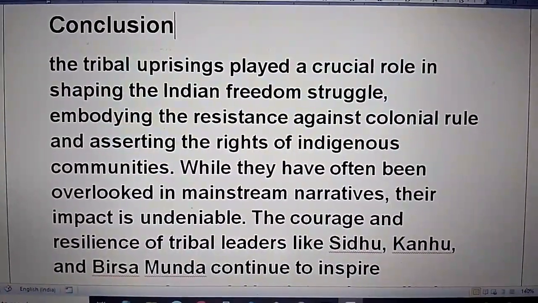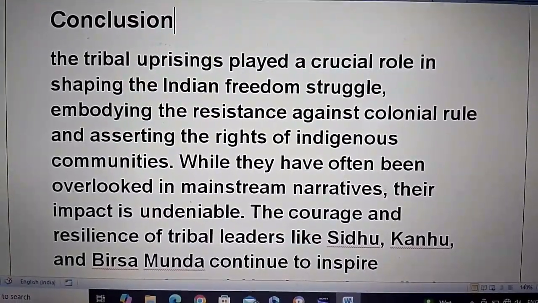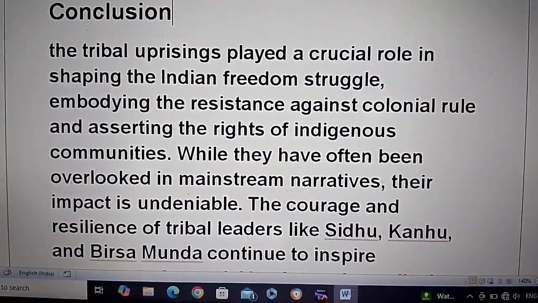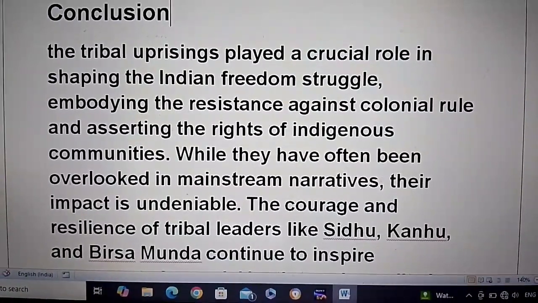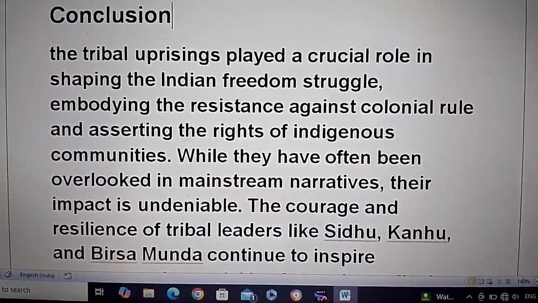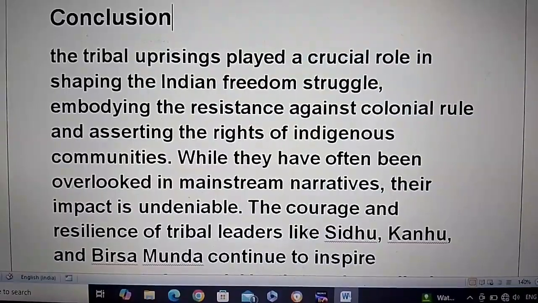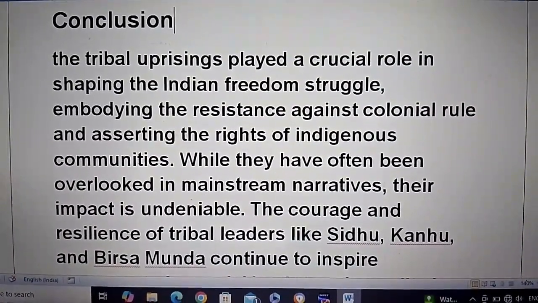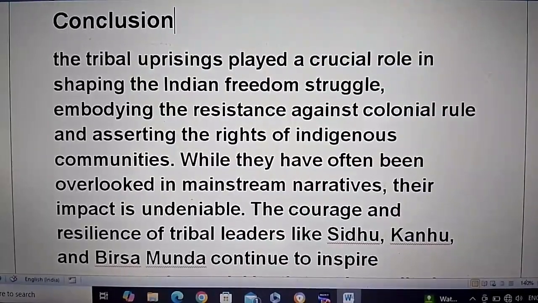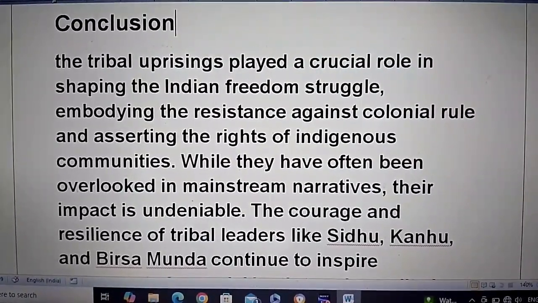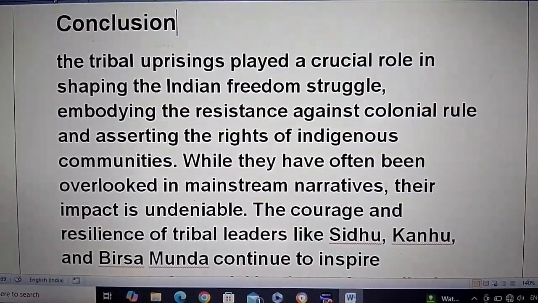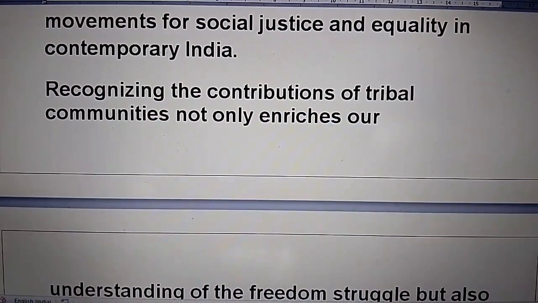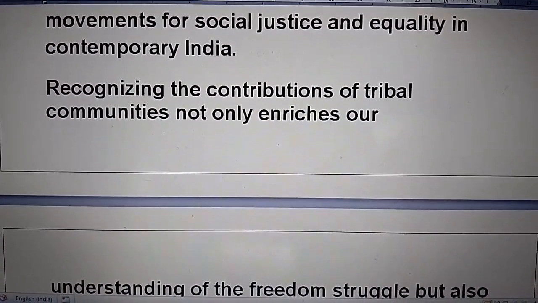Conclusion. The tribal uprisings played a crucial role in shaping the Indian freedom struggle, embodying the resistance against colonial rule and asserting the rights of indigenous communities. While they have often been overlooked in mainstream narratives, their impact is undeniable. The courage and resilience of tribal leaders like Sidhu, Kanhu, and Birsa Munda continue to inspire movements for social justice and equality in contemporary India.